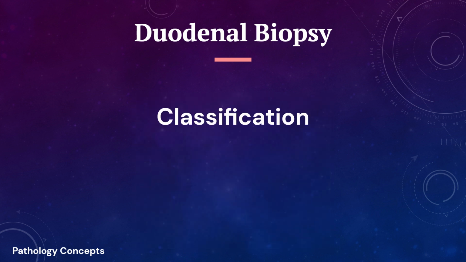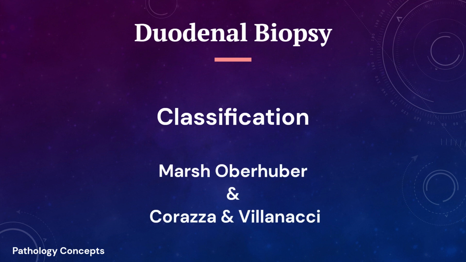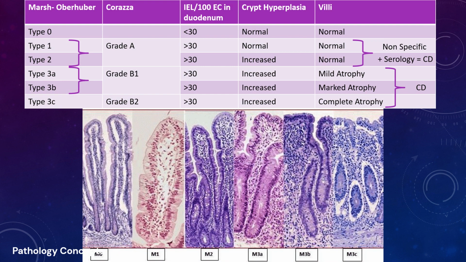There are 2 main classifications of this biopsy to diagnose celiac disease: the Marsh classification modified by Oberhuber, and the second is the Corazza and Villanacci classification. Now let's first understand the Marsh classification modified by Oberhuber. It is divided into 3 types: type 1, type 2 and type 3.